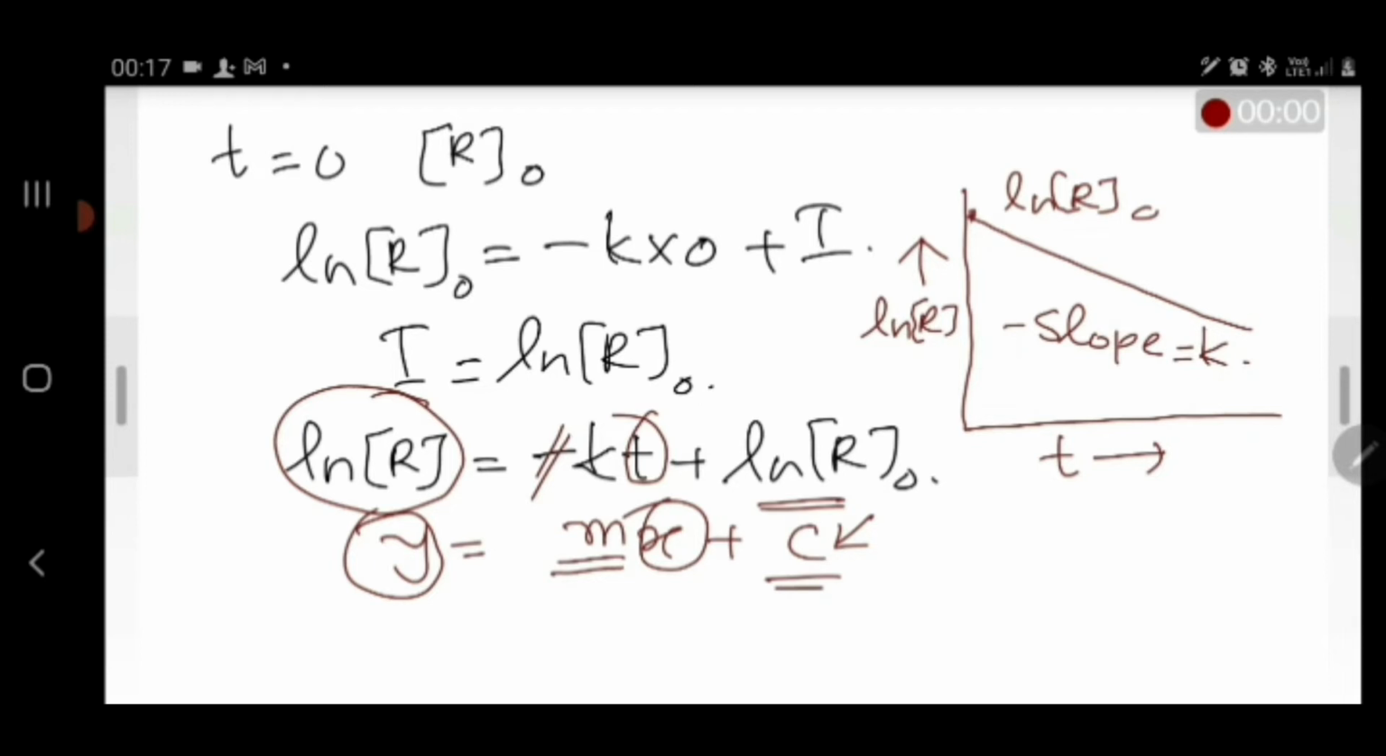And what is the significance of rate constant? As the value of k, that is small letter k, increases, the reaction will be faster. If the k value is small, that means the reaction is slow.